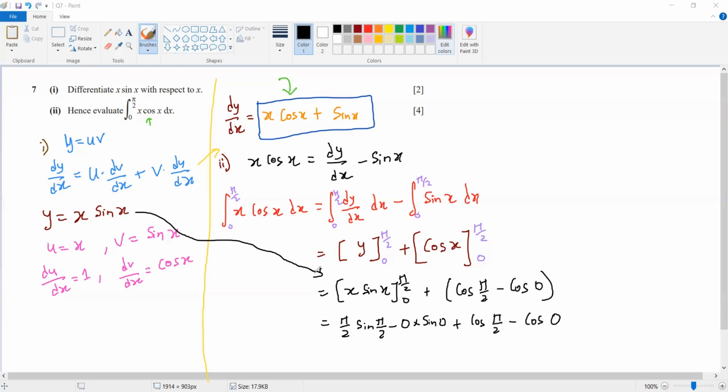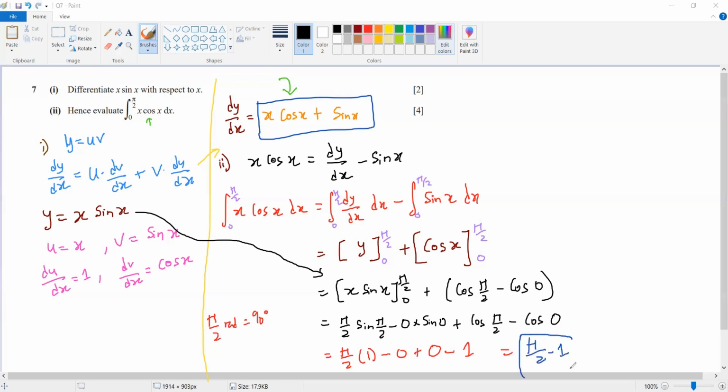Then when you evaluate this further, pi over 2 sine 90 degrees is 1. Pi over 2 is 90 degrees in radians, so it's easy to think like that. This part is 0. Cos of 90 degrees is 0, isn't it? Yep. And then minus cos of 0, which is 1. So the answer is nicely just pi over 2 minus 1 if exact.